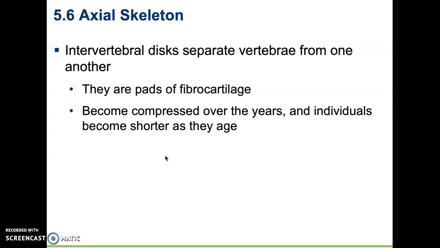This compression can happen not only over time, but in the span of 24 hours. Try measuring yourself first thing in the morning when you first wake up and get out of bed, and then measure yourself again at night before you go to bed. You may find a very slight difference in your height, where you wake up taller than you go to sleep. Overnight, while you're not putting any pressure on your spine, it'll actually decompress and stretch out a little bit.